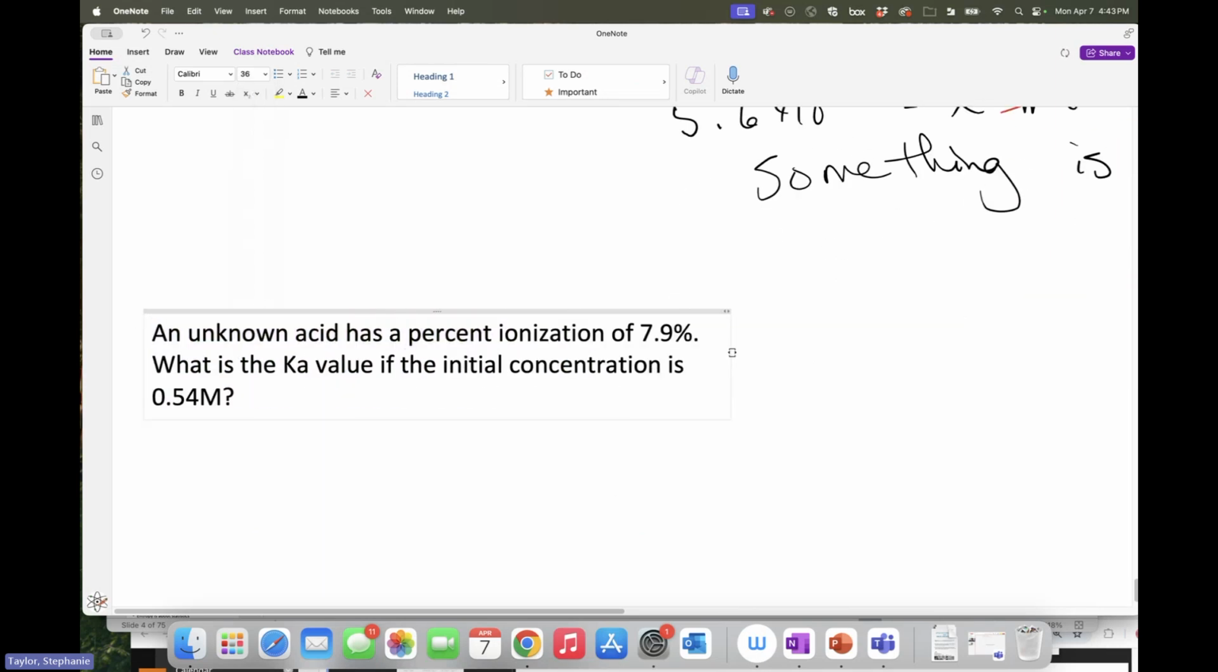An unknown acid has a percent ionization of 7.9%. What's the Ka value if the initial concentration is 0.5 molar? So this is a percent ionization problem. You're given a percent ionization, and you're actually asked for the Ka value in this case. So we're going to look at how to solve this problem.